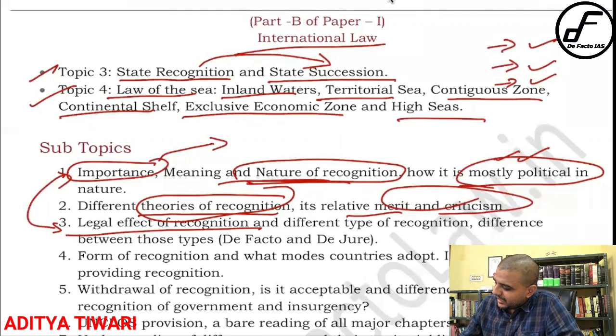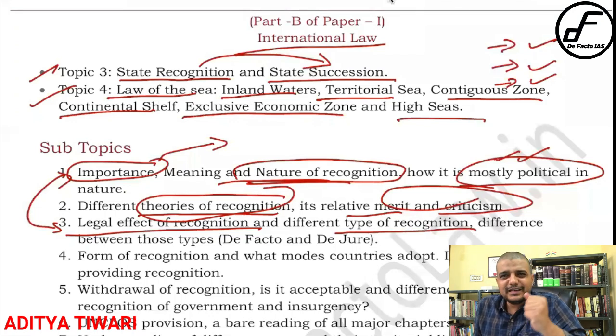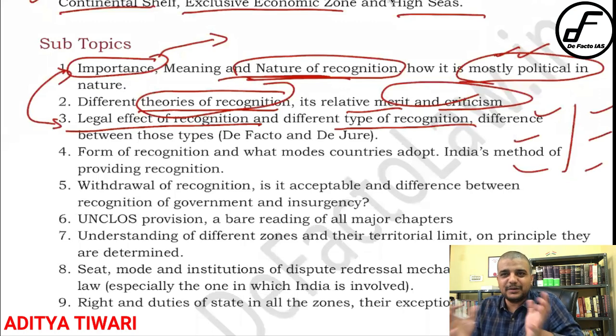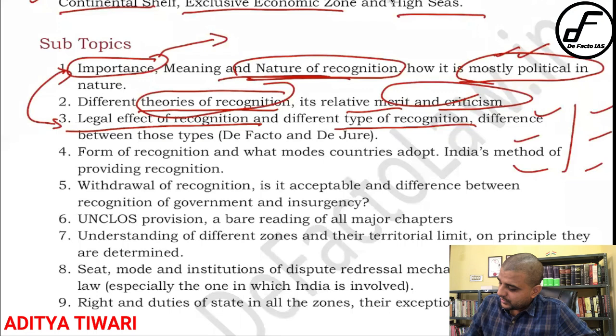Similarly, the different types of recognition. This is something which is repeated every time. This year also there was a question: what is the difference between de facto and de jure recognition? Every time there is a question on de facto and de jure recognition, you have to point to the difference, practically as kids used to do, right? Make 2 paragraphs and write the distinction between them. That is the easiest question, I must add.